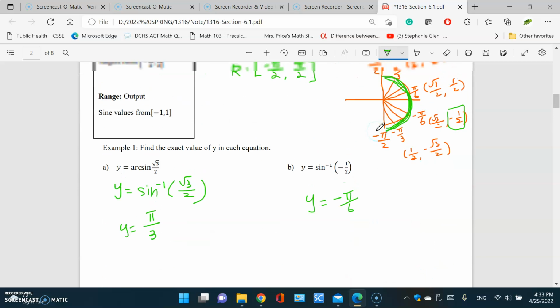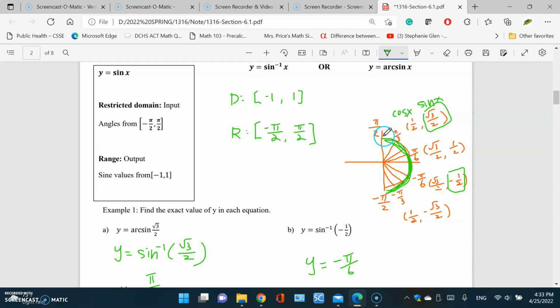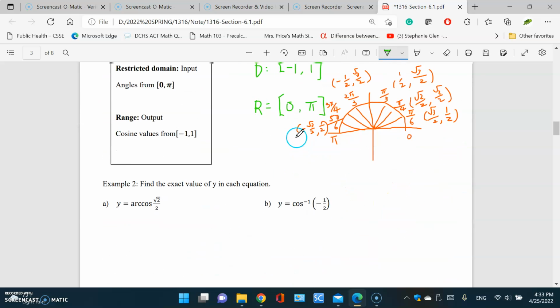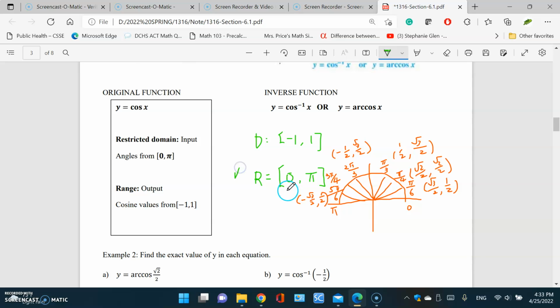However, sine goes back and forth between negative pi over 2 up to pi over 2, because that would be the new range of the inverse function. So this is the new range of the cosine function.